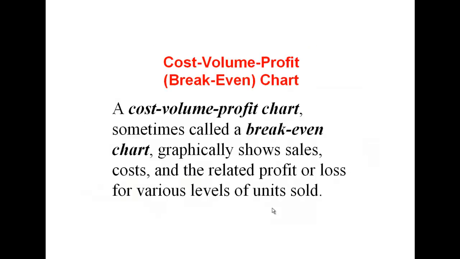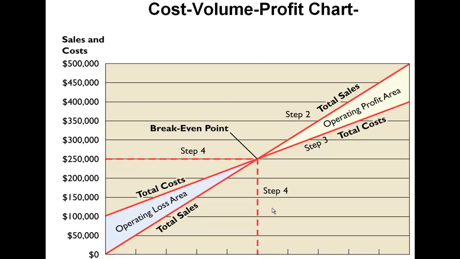I'd like to take a moment here to discuss a CVP chart, or cost-volume-profit chart, or a break-even chart. It graphically shows sales, cost, and the related profit or loss for various levels of units sold. So this is kind of neat here. We can see all sorts of stuff. It looks pretty busy at first, doesn't it?